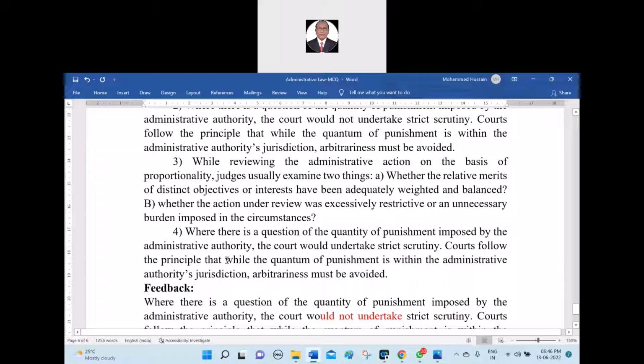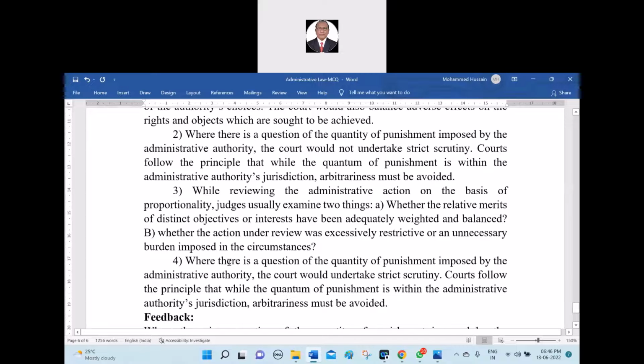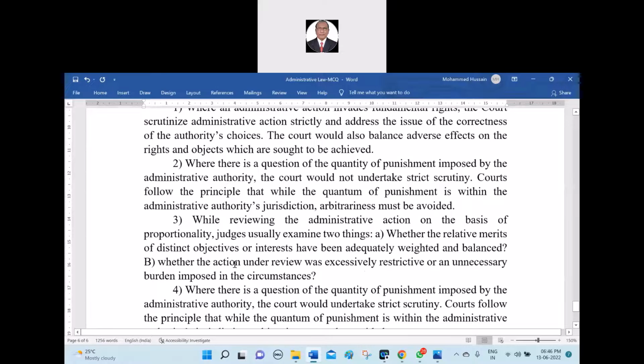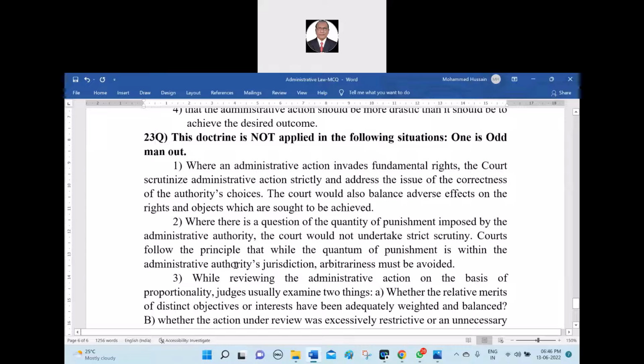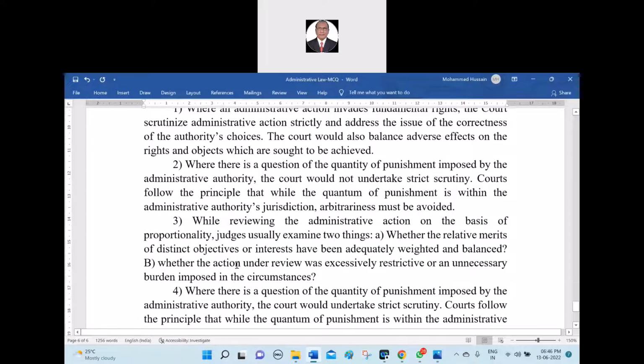The fourth one: where there is a question of the quantity of the punishment imposed by the administrative authority, the court undertakes strict scrutiny. Courts follow the principle that the quantum of the punishment is within the administrative authority's jurisdiction; arbitrariness must be avoided. So I made number 1, number 2, number 3, number 4. Which one is the odd one out? Not relevant.